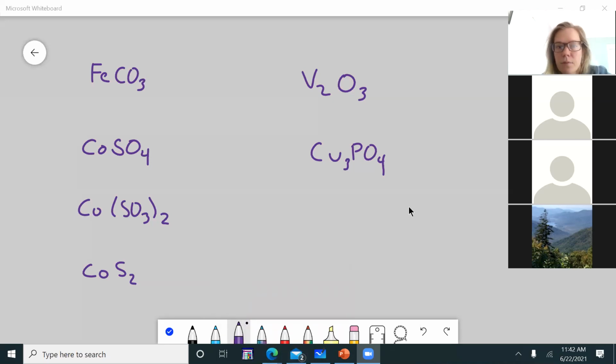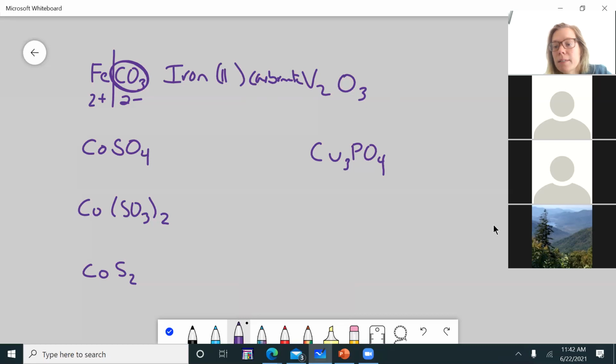All right, so naming these things. Here we have a metal with a polyatomic ion. It's also a metal that has an unpredictable charge. So this is going to be iron with some sort of Roman numeral, and then this clump over here is carbonate. I need to figure out the charge on the iron. Well, carbonate always has a 2- charge. There's only one of them. Yes, I know there's 3 oxygens, but remember this is a packet with a 2- charge. So the whole packet has a 2- charge. So iron will have a 2+. This will be iron 2 carbonate.